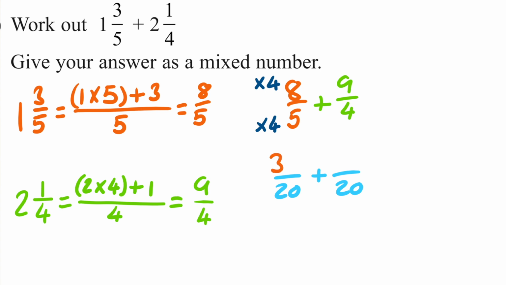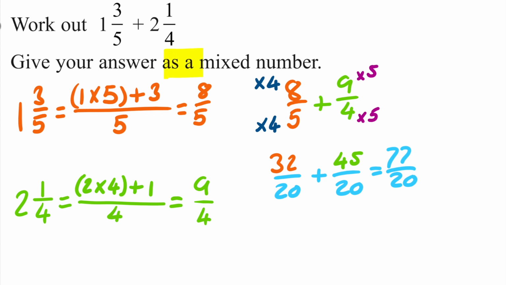We're now going to do a very similar process for the right fraction, the 9 over 4. So what do we multiply 4 by to get 20? We multiply that by 5. So 9 multiplied by 5 gives us 45. Now it's a case of just adding straight across. So 32 plus 45 gives you 77 over 20.